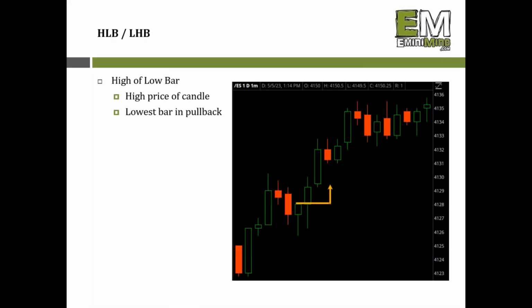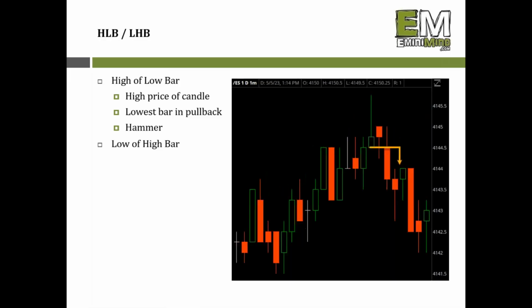And then on the flip side, the low of high bar is simply upside down, the lowest price of the highest bar in the bounce. Hammers and inverted hammers are going to be the clearest and easiest ones to identify, signaling that price rejection as you develop as a trader.